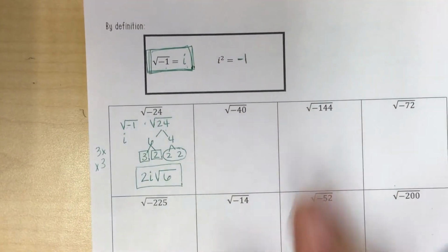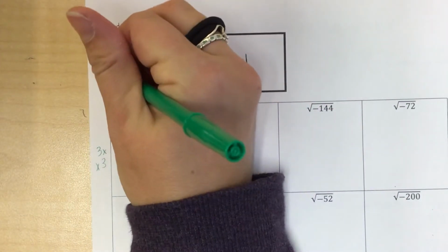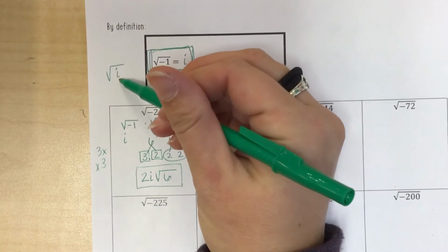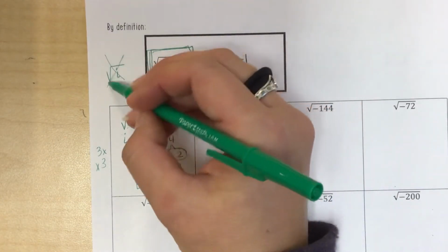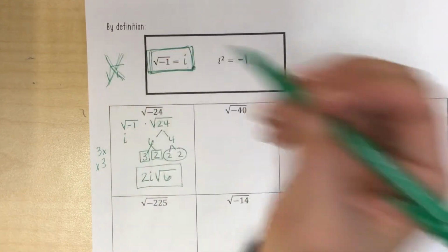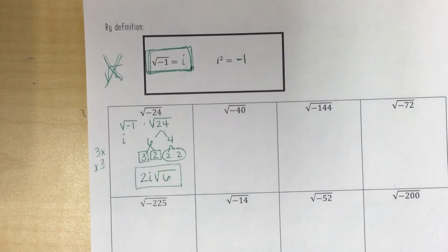Also just know that you can never, ever, ever have i under the radical. This can never happen, so don't ever leave the i underneath. You're taking the square root of negative 1, which is a perfect square, so that comes out as i. It no longer is under the radical.